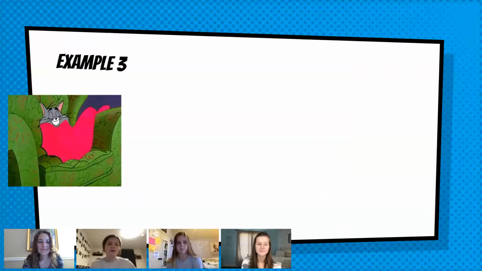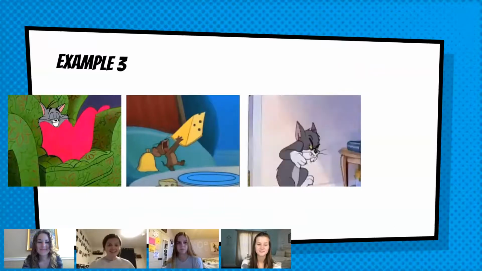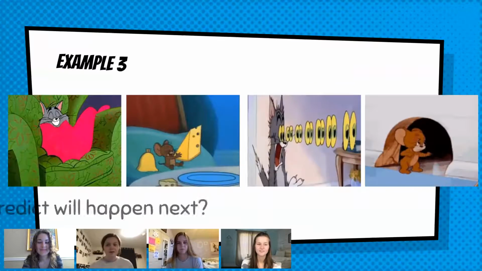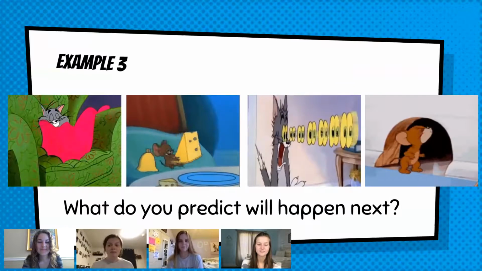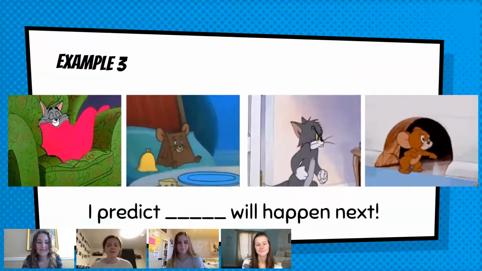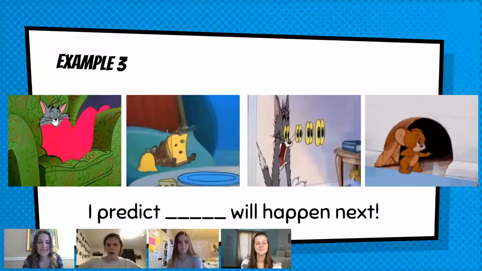Here's our third example. Here's a cat, and here is a mouse. The cat sees the mouse, and the mouse is very scared. What do you think will happen next between the cat and the mouse? Remember, we are going to phrase our statement as, I predict blank will happen next. So, what do you predict will happen next?